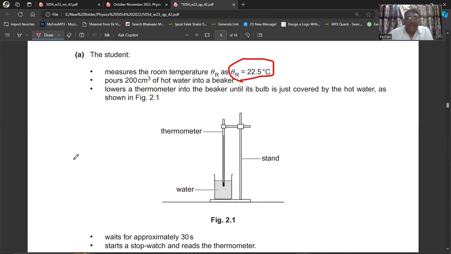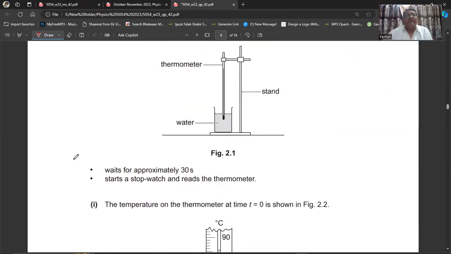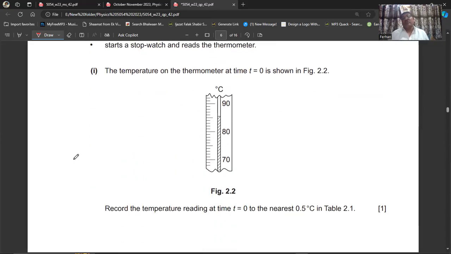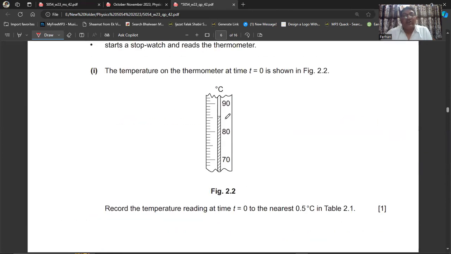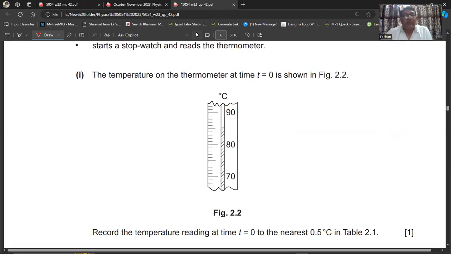So here you can see in the diagram, and it says wait for approximately 30 seconds, start a stopwatch and read the thermometer. The temperature on the thermometer at the time t equals 0 is shown in figure 2.2. So record the temperature reading at the time t equals 0 to the nearest 0.5 degrees centigrade in the table 2.1. So this is the table 2.1. Here we have to note down that temperature.